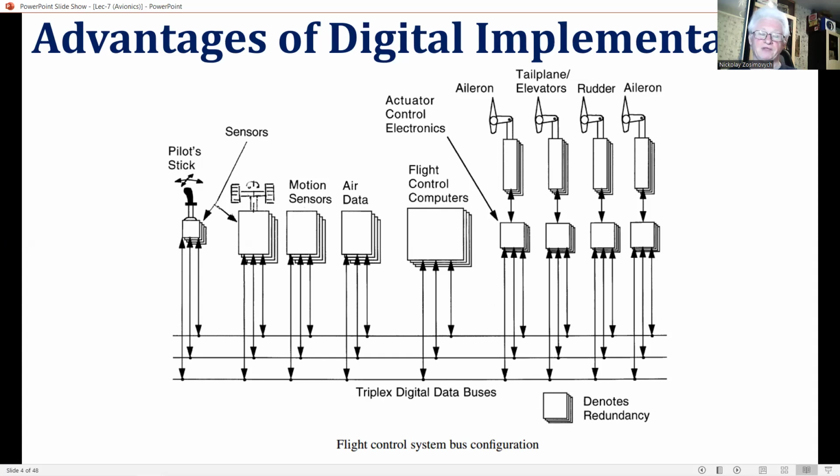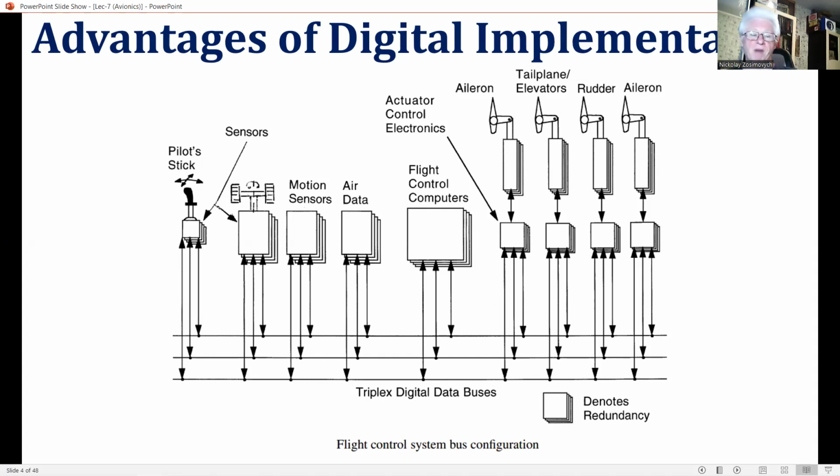Primary fly-by-wire flight control systems using analog computing technology are still in service. But nowadays, analog technology is mainly used to provide a dissimilarly redundant backup system for protection from common mode failures, as just explained.